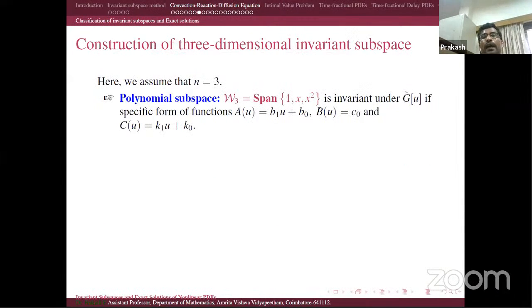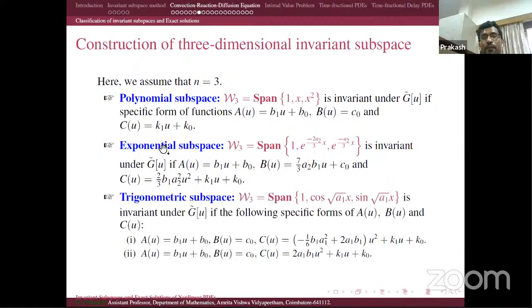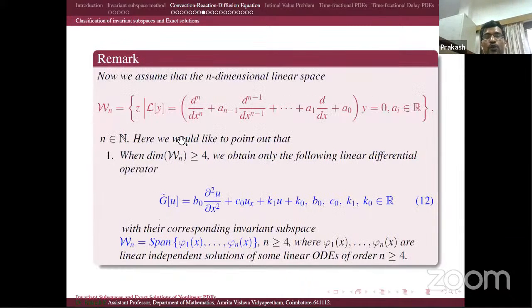So here, similarly, we can construct the three-dimensional invariant subspaces W3. This polynomial subspace is invariant under the quadratic operator. The three-dimensional exponential subspace is invariant under the quadratic operator. The trigonometric subspace is invariant under two different quadratic operators. One important thing is that if the dimension of the invariant subspace is greater than or equal to 4, then this linear space is invariant only under the linear differential operator.